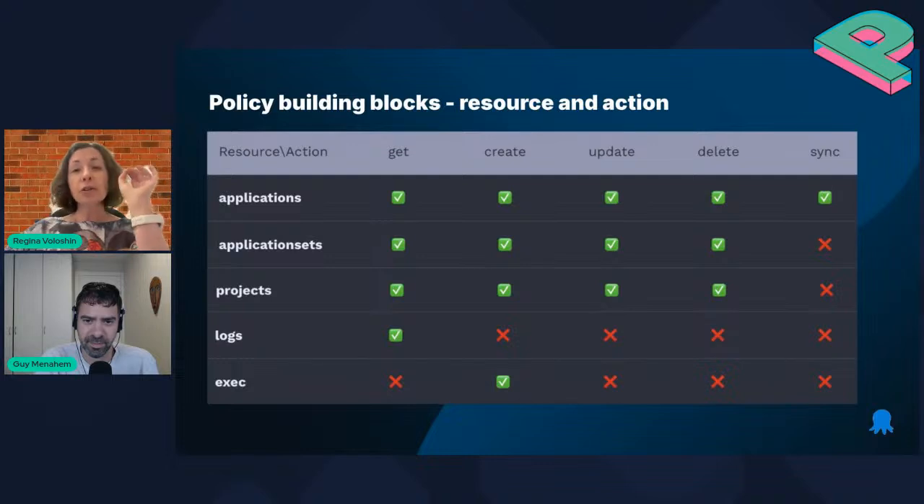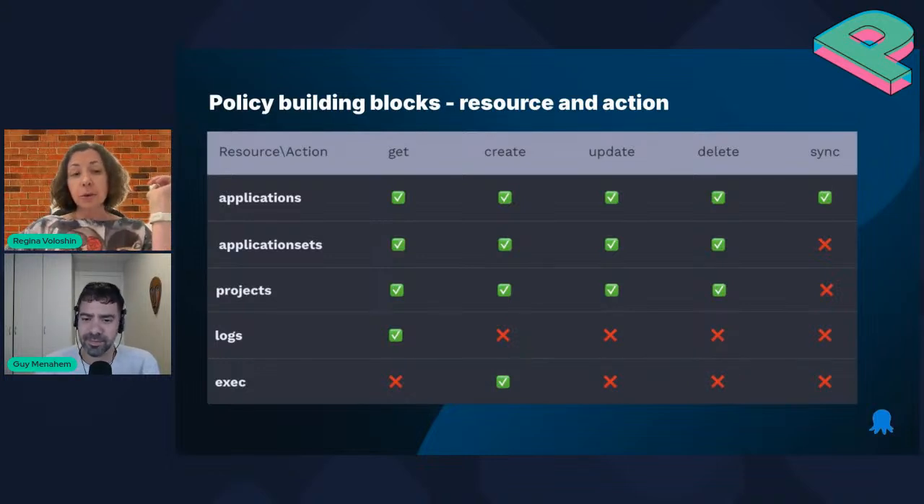And when we talk about logs and exec, those two are related to the pod details that you see in the ArgoCD UI. About the actions, the available actions are get, create, update, delete, and sync. Actually, there are more resources and more actions in ArgoCD RBAC, but I will be showing you only the most commonly used ones. So for applications, get, create, update, delete, and sync, all those actions are relevant. But if we look at application sets and projects, then it's not relevant to sync them, so there is no such action for those.